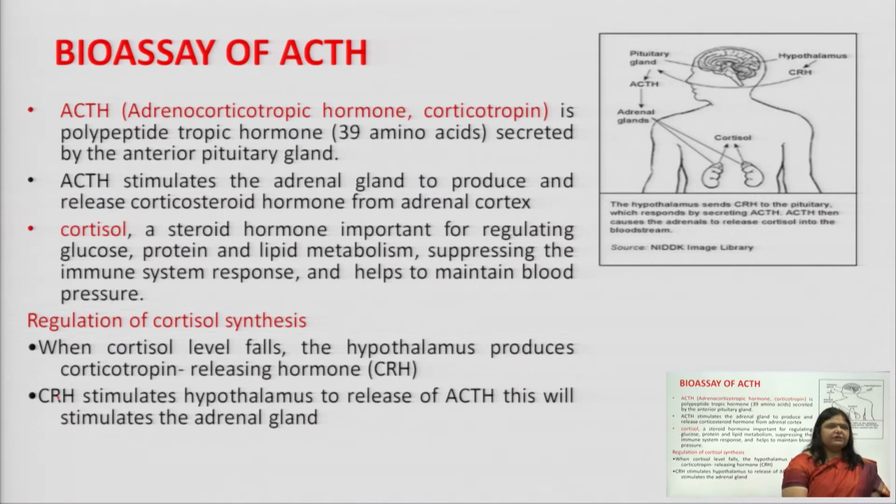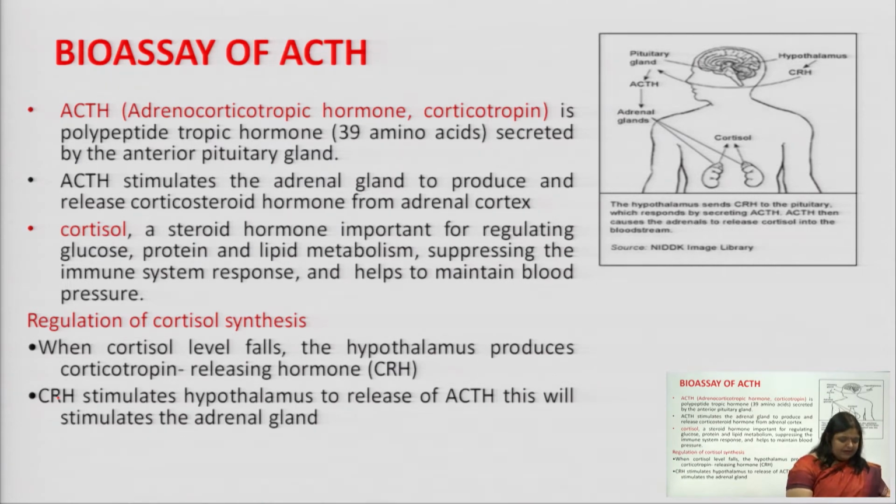This corticosteroid hormone, or we call it cortisol, is important for regulating glucose metabolism, protein metabolism and lipid metabolism. It also suppresses the immune system responses and also helps in maintaining blood pressure. Now, how is this cortisol synthesis regulated?